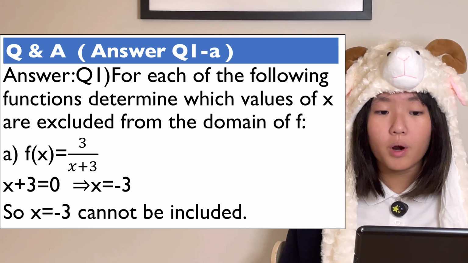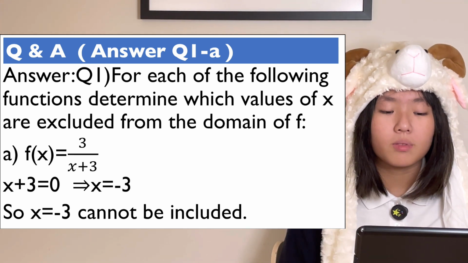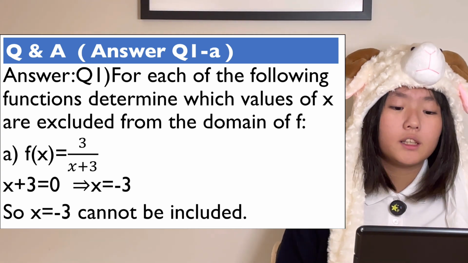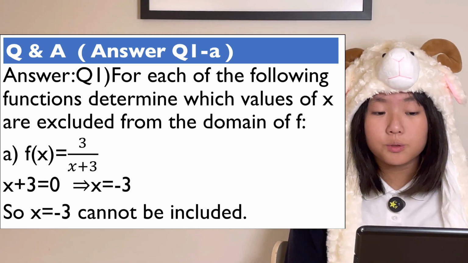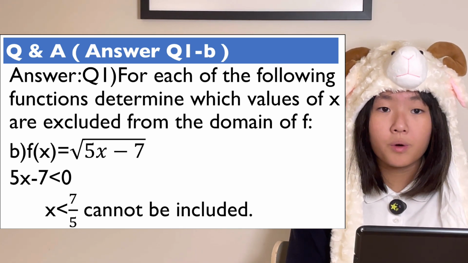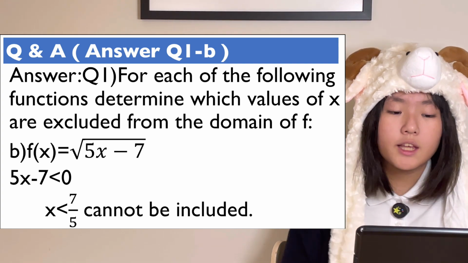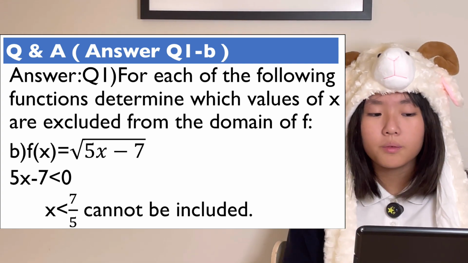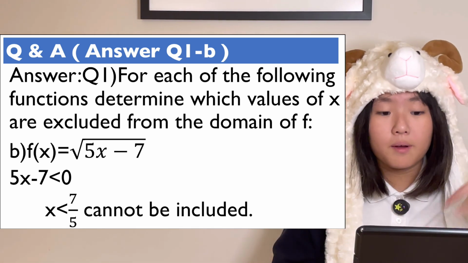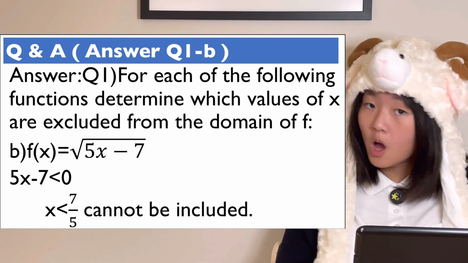The answer to number 1 is for A, x plus 3 equals 0, which when you move the 3 to the right is x equals minus 3. So x equals minus 3 cannot be included. The answer to question 1, B, is 5x minus 7 has to be greater than 0. So once you move this minus 7 onto the right and then divide it by 5, then x being smaller than 7 over 5 cannot be included.